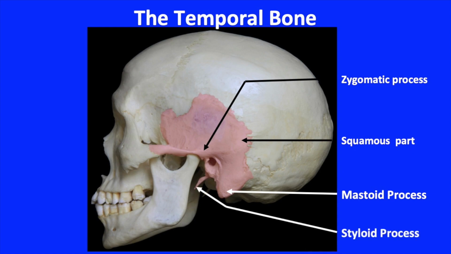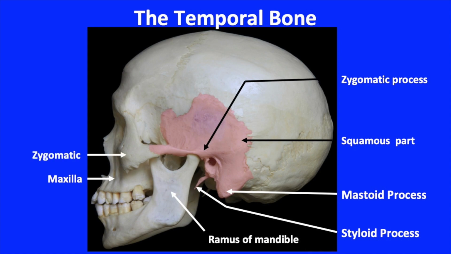The last structure of the temporal bone we can see from this view is the styloid process, a needle-like structure, hence its name. Muscles and ligaments attach to this process. Several bones are in contact with the temporal bone that will contribute to our discussion for today. They include the mandible, specifically the ramus of the mandible, the maxilla or upper jaw, the zygomatic bone, the principal contributor to our cheekbone, and the sphenoid bone, specifically the greater wing of the sphenoid bone.